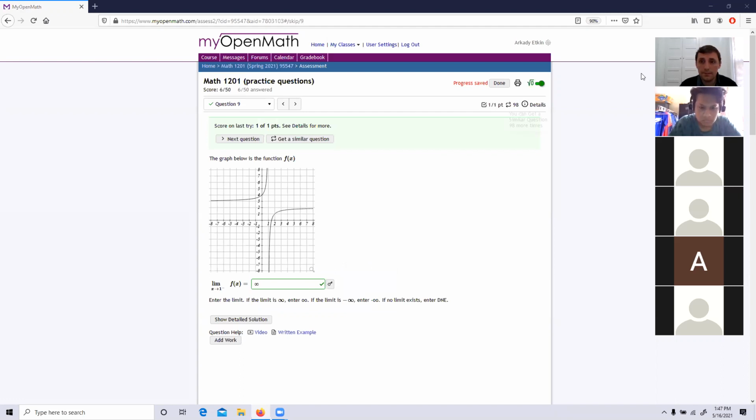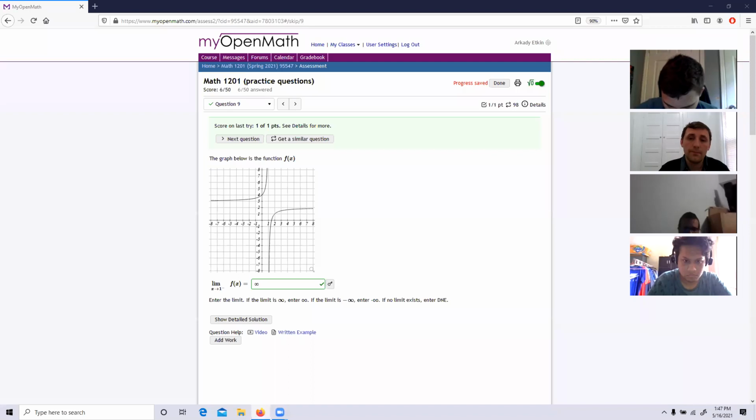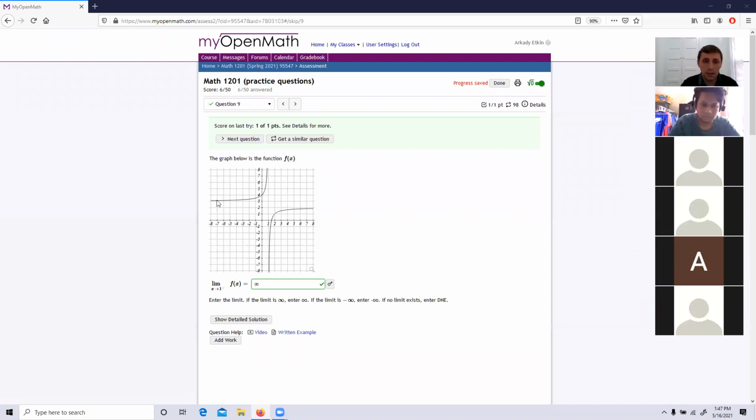What's there to get? You're at 1. You're approaching from the left. So where are you located? You're located here, and you walk towards 1. You walk along your x-axis towards 1. Where are you climbing? You're climbing up. Very simple. You put your mouse on the curve, and you walk towards 1 from the left. The x coordinate walks towards 1 from the left. What happens? You're climbing.